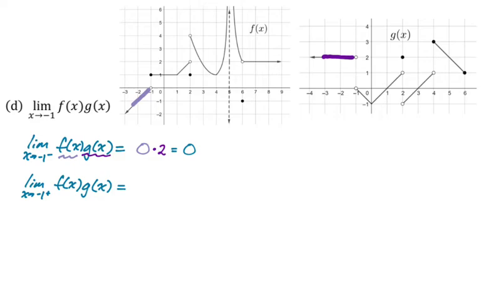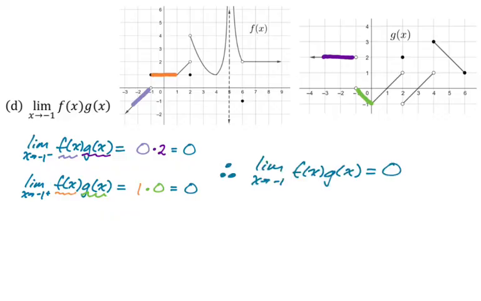So we're going to do f of x, as x approaches -1 from the right. All right, so there we go. And you can see you're just on that horizontal segment there. You're going to be at 1 the whole way. And then g of x as you approach -1 from the right, you can see that's approaching 0, and 1 times 0 is 0, and because of that, we can say that the limit overall is 0.